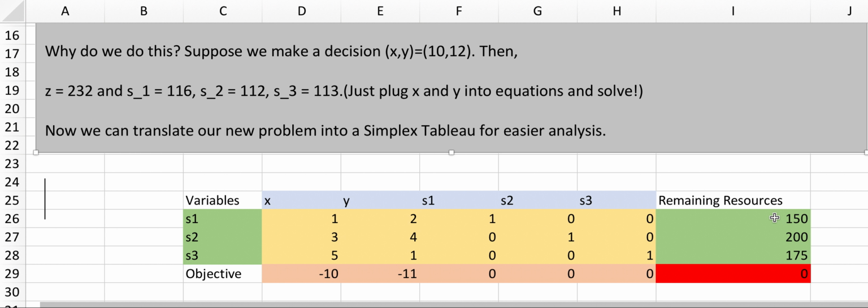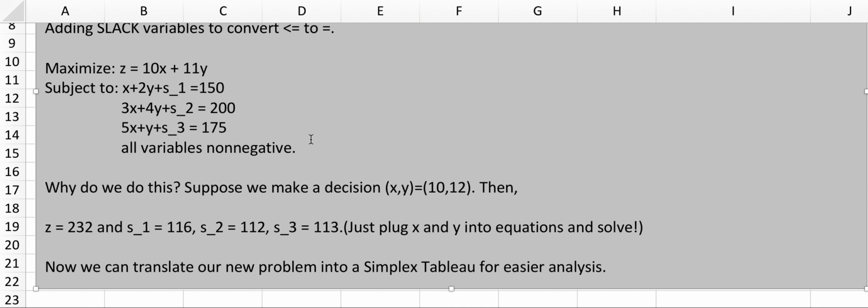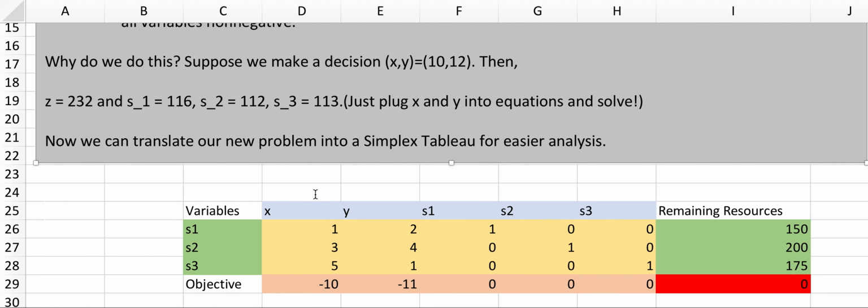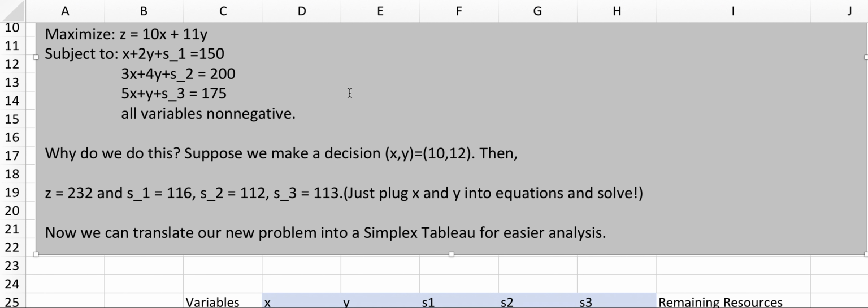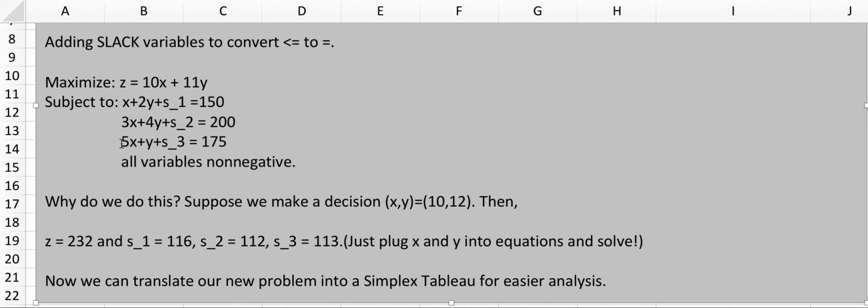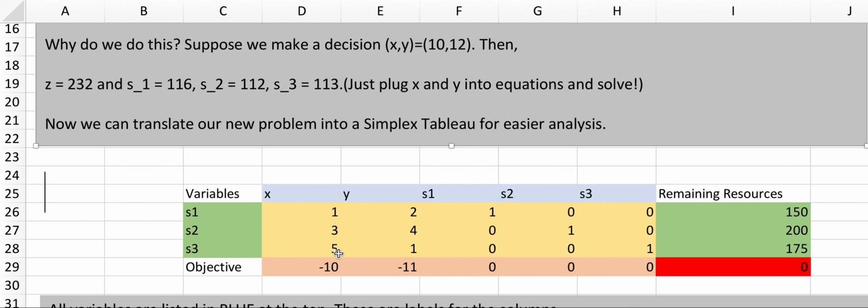The second equation is the same. 3x plus 4y plus s2 is equal to 200. So we just translated the numbers, 3, 4, 0, 1, and 0 for the corresponding variables, and when we sum all that up, we're going to get 200. And we do the same for the third. 5x plus y plus s3 is equal to 175. So you see 5 times x plus 1 times y plus 1 times s3 is equal to the 175.